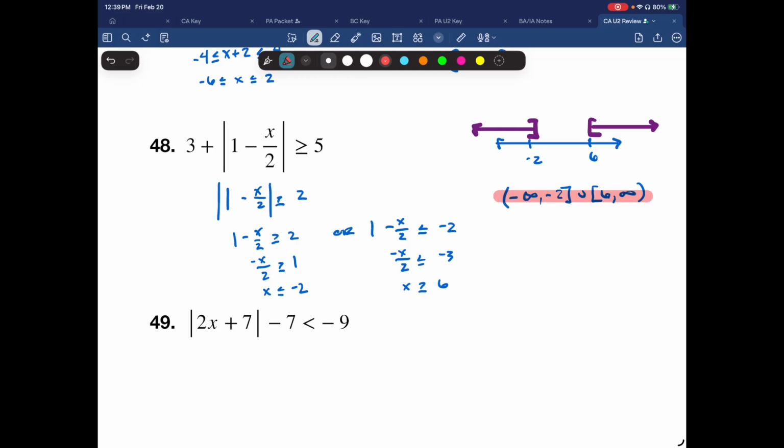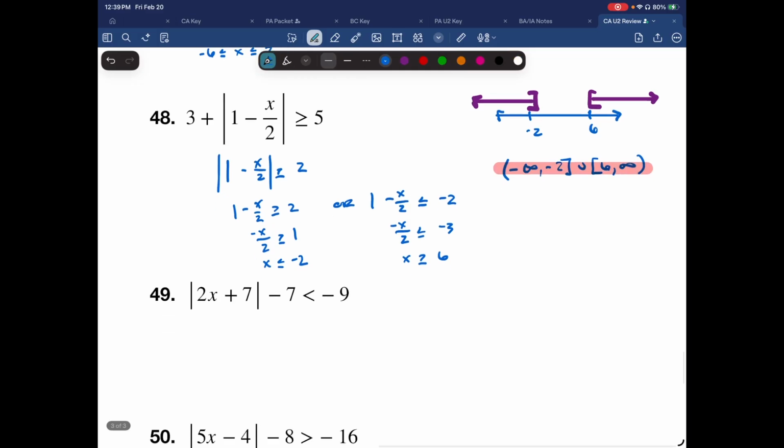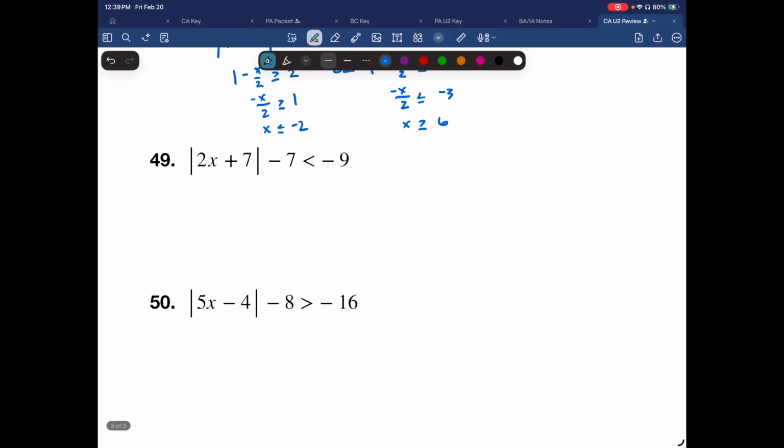All right, 2 more, 49. We're going to get the absolute value by itself. So we have absolute value of 2x plus 7 less than negative 9 plus 7, which is negative 2. Absolute values only spit out positive answers. So when is a positive number going to be less than negative 2? Never. So that would be no solution. Which again, you can write with a 0 with a line through it.